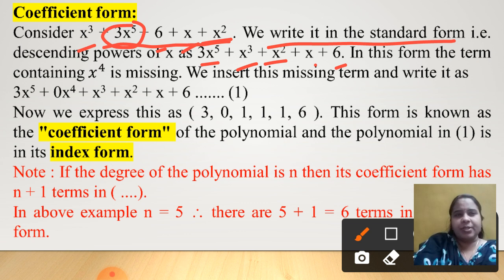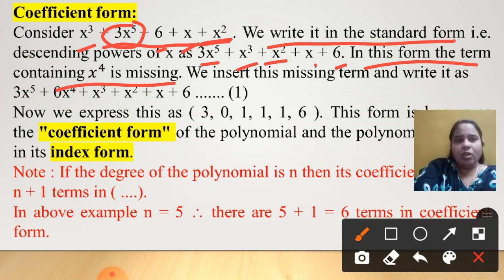The second step is this. In this form, the term x raised to 4 is missing. I hope you have observed that it is x raised to 5 plus x cube plus x square plus x plus 6. In this, x raised to 4 is missing. Correct? So for that, what is to be done? We will insert this missing term and write it with 0 coefficient.